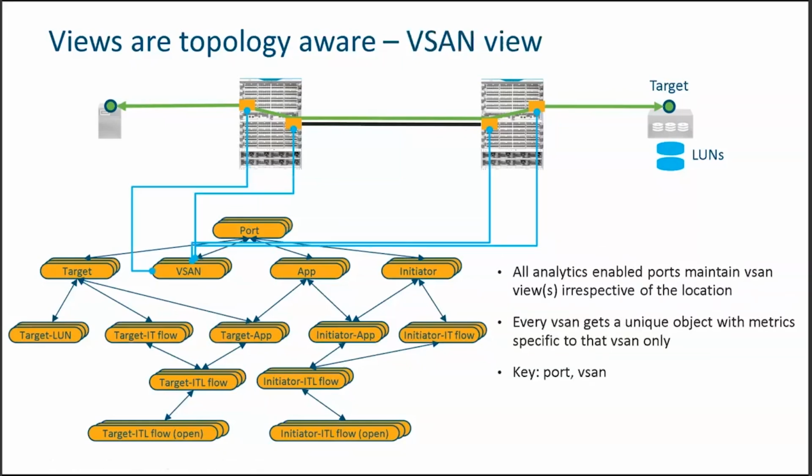Okay, next level is the vSAN. Because in Cisco MDS, you have to have vSANs all the time, you cannot disable it. That's why we'll always build a vSAN view. It can be just one, so the number of port views will be the same as the number of vSAN views if there's just one vSAN on the port. But if you have more than one, especially on ISL ports, we're going to have as many vSAN views.